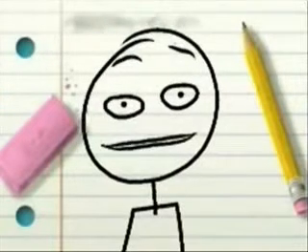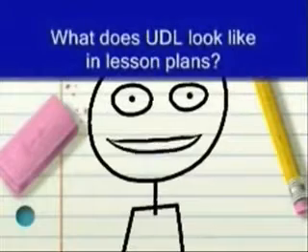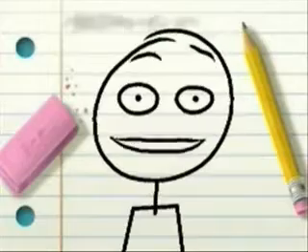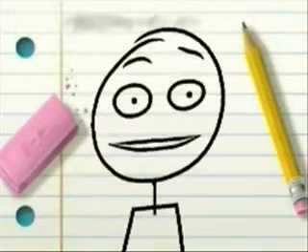Time for your higher order thinking question. What does a universal design for learning look like in a lesson plan? Before you answer, Dijon is going to tell you about the last part of what his teacher did in class.